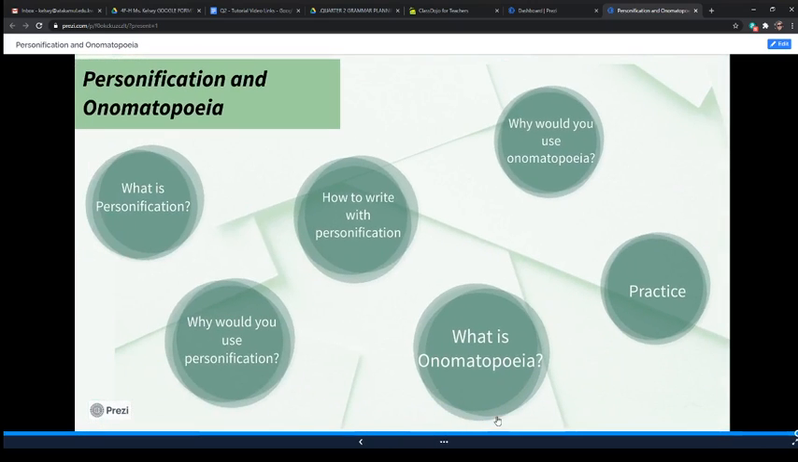And that is the end of the lesson for personification and onomatopoeia. You can use this information to answer your Google Forms a little bit later, and we will see you back here real soon.